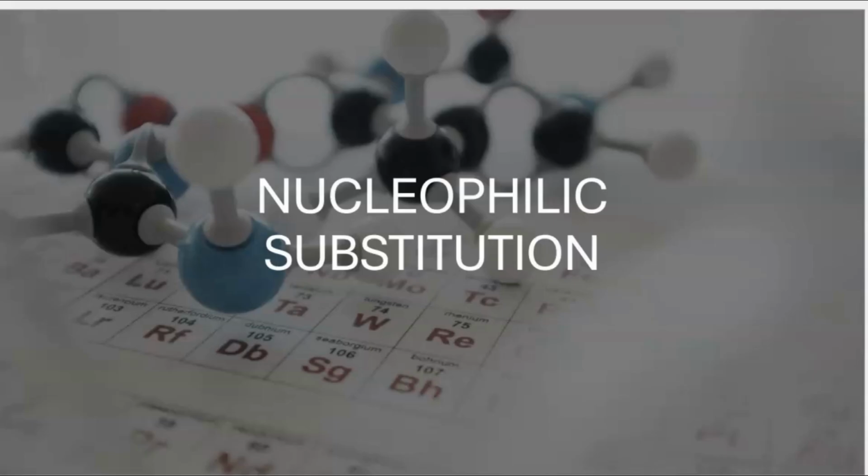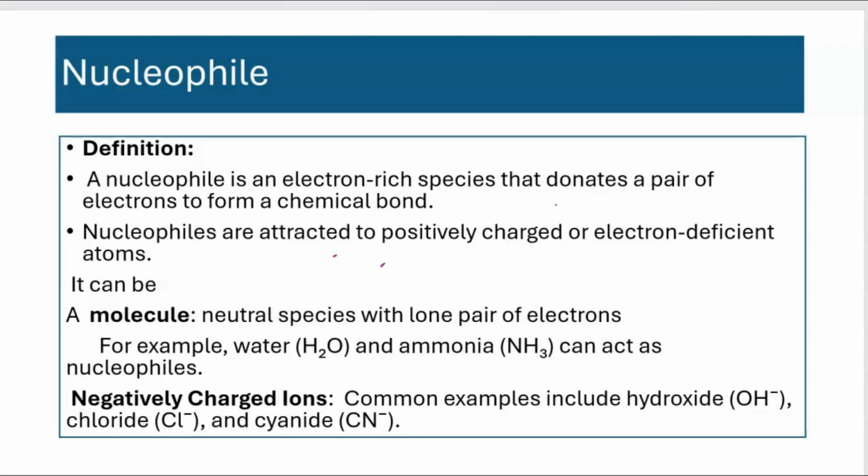Welcome to A-Level Chemistry. Today I am going to discuss nucleophilic substitution. Let's understand what a nucleophile is. It is an electron pair donor that forms a chemical bond during a reaction. The chemical bond is a dative covalent bond. Therefore, the definition of a nucleophile is an electron-rich species that donates a pair of electrons to form a chemical bond.